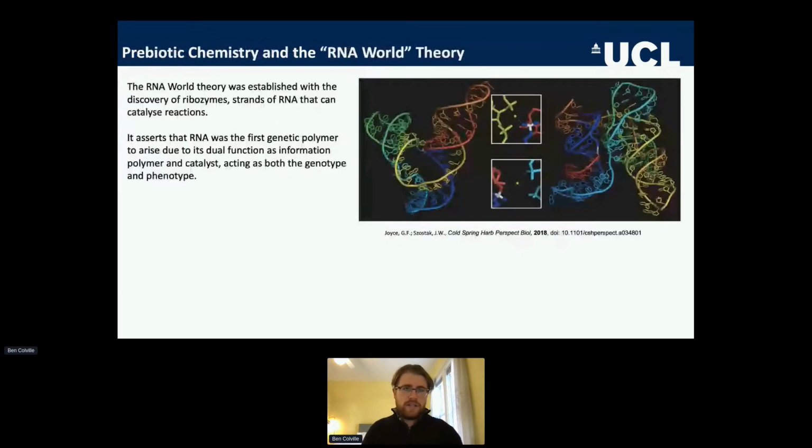And so as prebiotic chemists, that led us towards the RNA world theory, summed up so well by Albert just a moment ago. And that was really established with the discovery of these ribozymes, so strands of RNA that can catalyze reactions just like the core of the ribosome. This gave people the idea that RNA was the first genetic polymer to arise because it could function as both the genotype and the phenotype. And so what we would have been interested in is asking if chemistry can tell us if RNA was the first genetic polymer to arise and why.